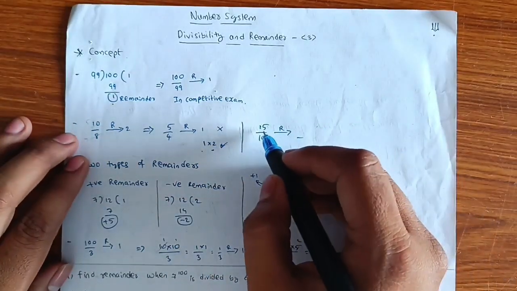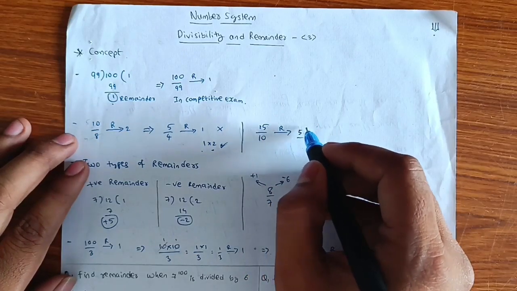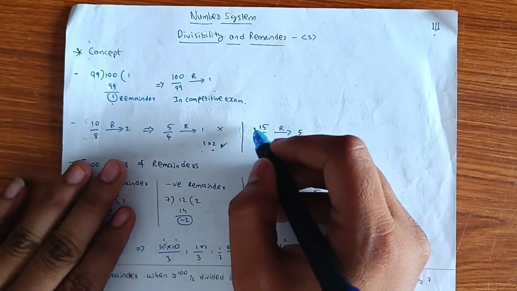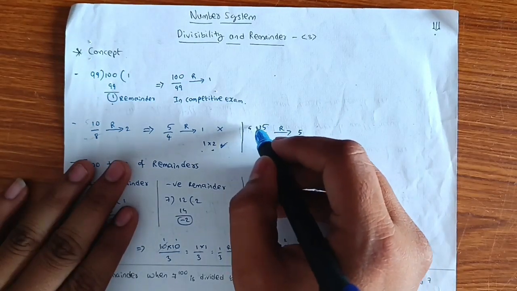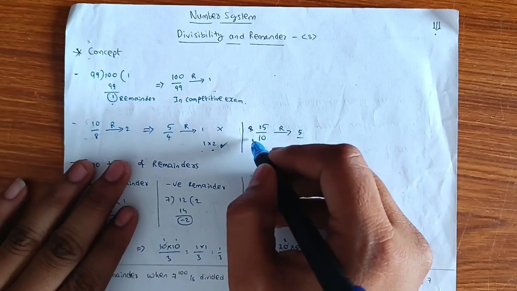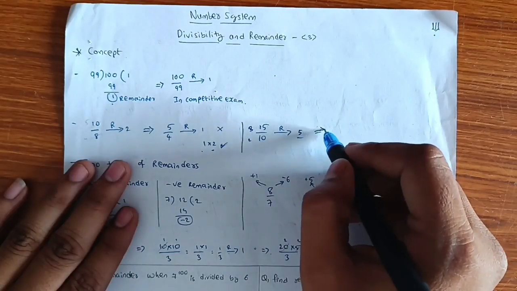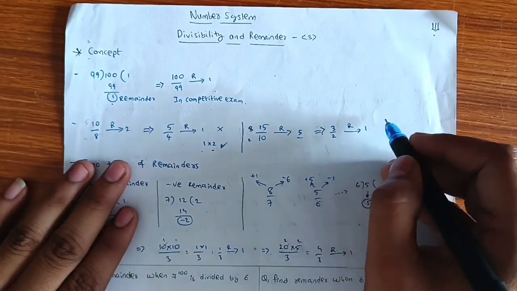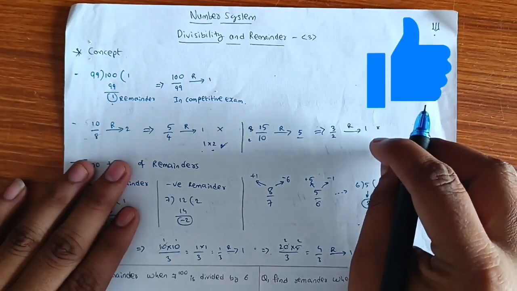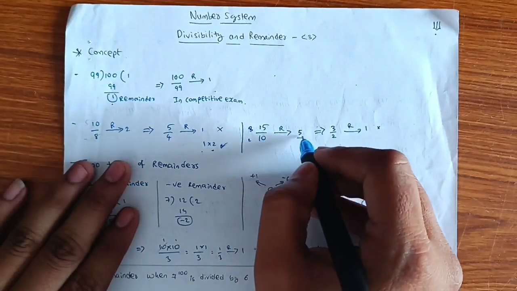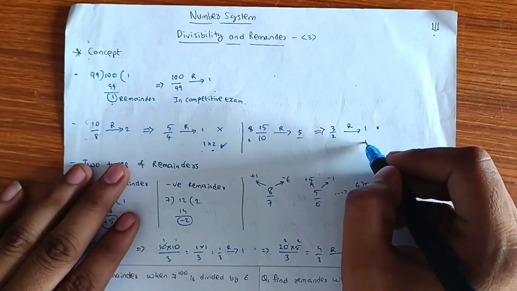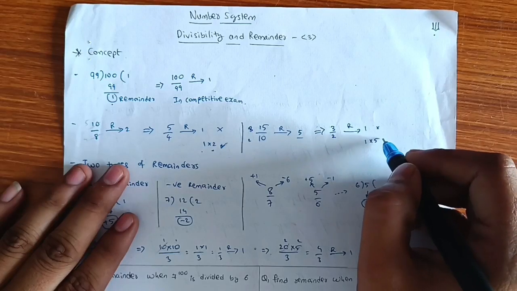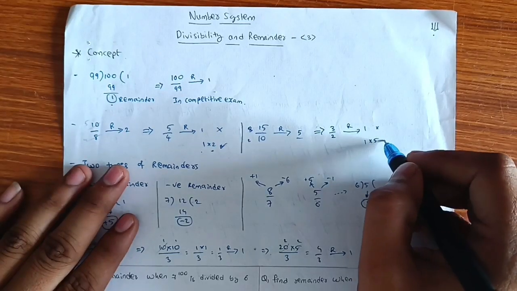Like 15 by 10, the remainder will be 5, you all know. Suppose these two are multiples of 5, like 5 times 3 and 5 times 2. So here you may write 3 by 2, then the remainder will be 1. But this is a false answer, because 15 by 10 the remainder will be 5. Whatever number you are cancelling with, at the output end you need to multiply with that. So 1 times 5 equals 5.